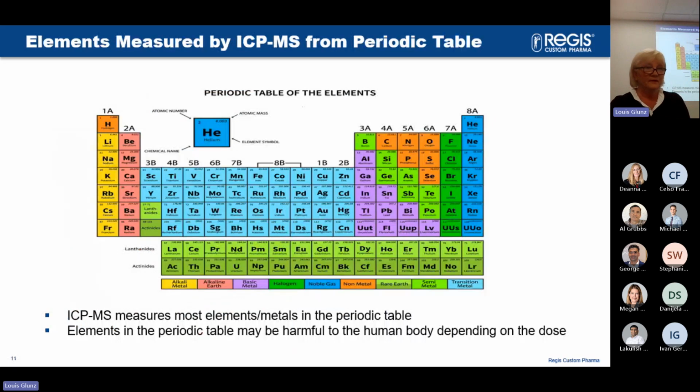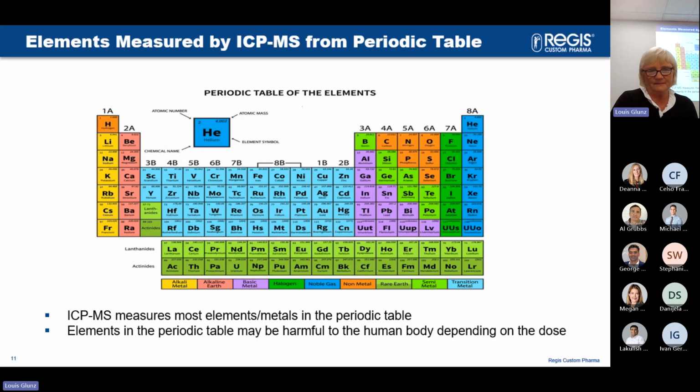I had to show you the periodic table. As we know, most elements in the periodic table can be measured by ICP-MS. The only elements that cannot be measured are those that have a very low atomic mass. The mass is so low that it's beyond the capability of ICP-MS to measure. Also, noble gases cannot be measured by ICP-MS. The ionization potential of noble gases is so high that we cannot break off the electrons by the energy that is generated in the torch of ICP-MS.